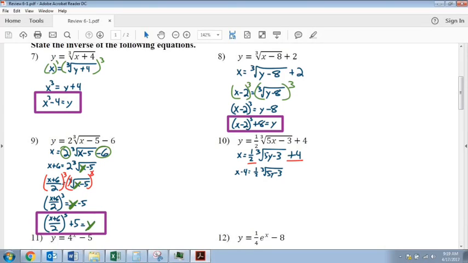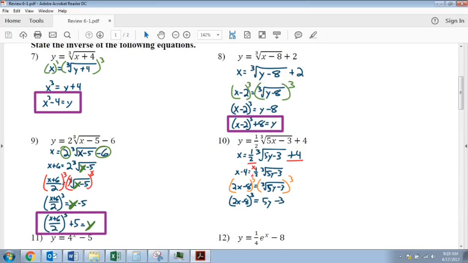And remember, with all fractions, the top multiplies, the bottom divides. So to get rid of a 2, we need to multiply by 2. So it becomes 2x minus 8 equals the third root of 5y minus 3. Okay, and if you need to look at that for a second, go for it. Alright, from here, raise both sides to the third power. So I've got 2x minus 8 to the third power equals 5y minus 3.